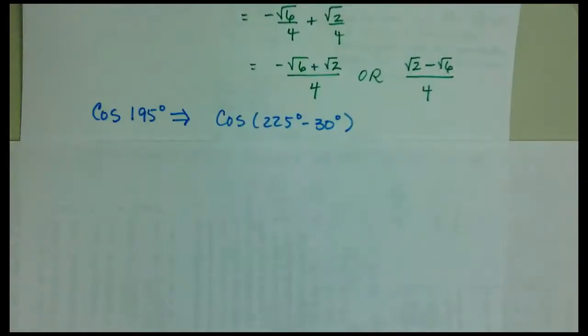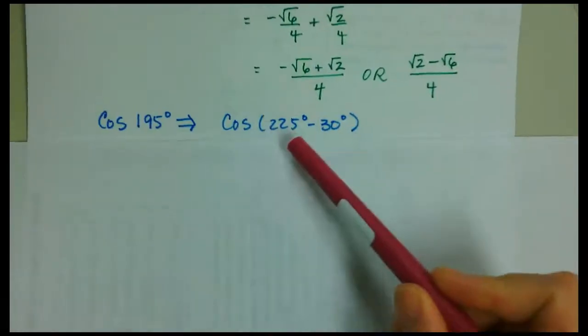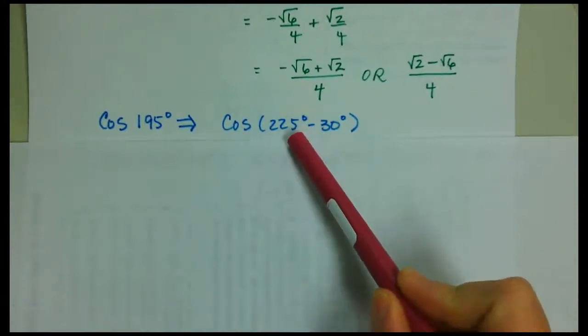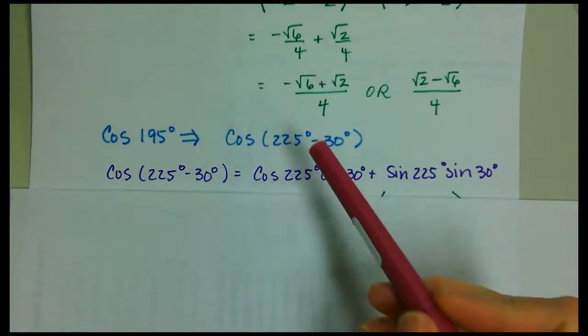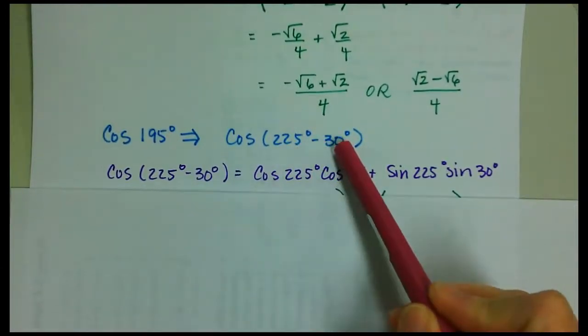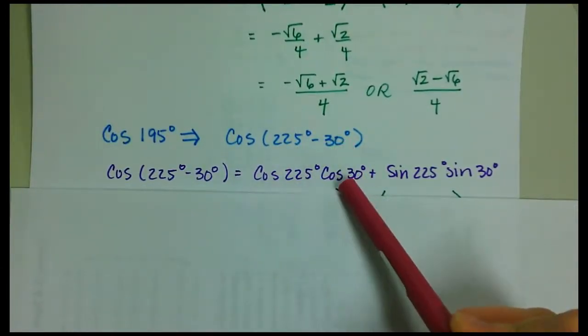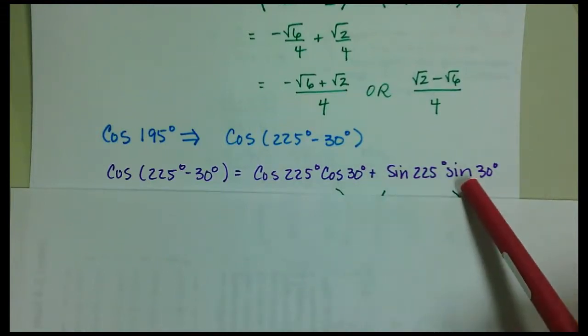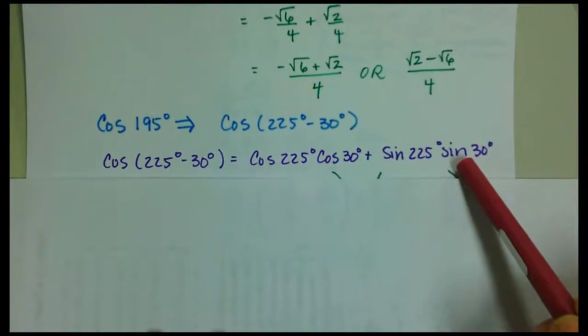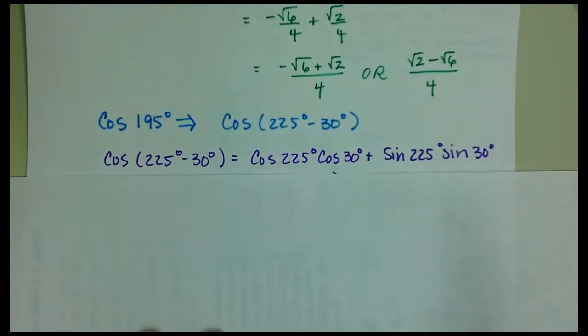Okay, now let's do cosine of 195 degrees. So we're doing cosine of 225 degrees minus 30 degrees. So then we're going to put it in our rule because this is A and this is B. So cosine A, cosine B, plus sine A, sine B. So that's just applying our rule, and then we evaluate it.